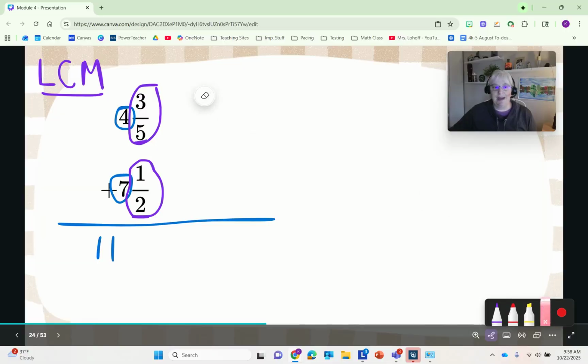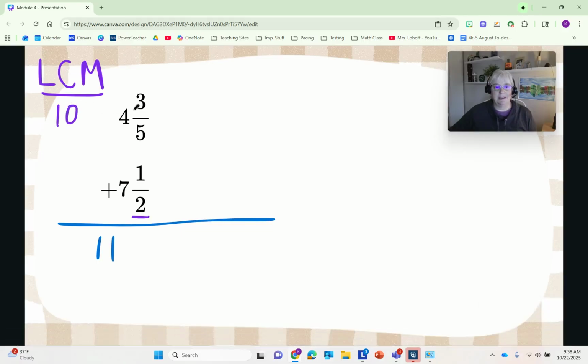I'm going to erase some of this so that it's cleaner looking. Our least common multiple is 10. So we're going to take 3/5 and we're going to turn it into a fraction where the denominator is 10. And we're going to do the same with 1/2. All right. To go from 5 to 10, we multiplied 5 times 2. If we do that to one part of the fraction, we have to do it to the other. 3 times 2 is 6.